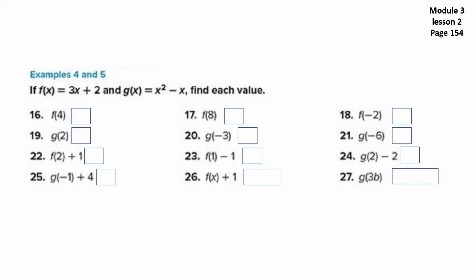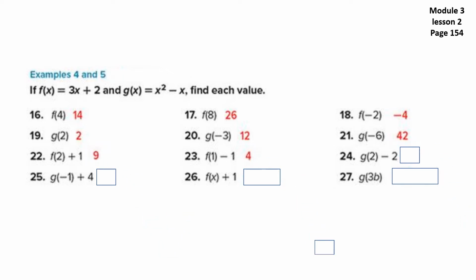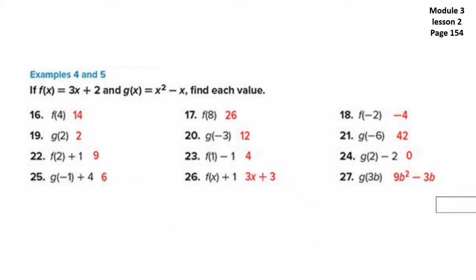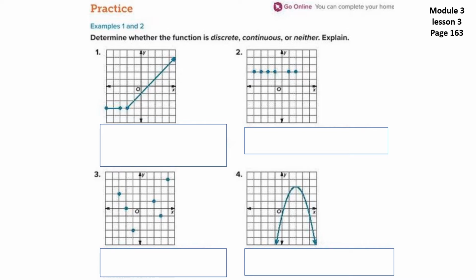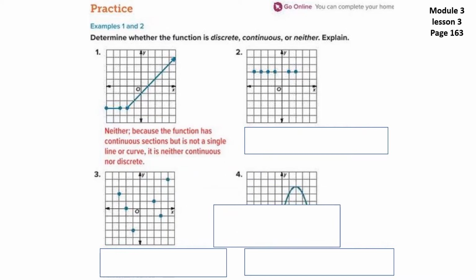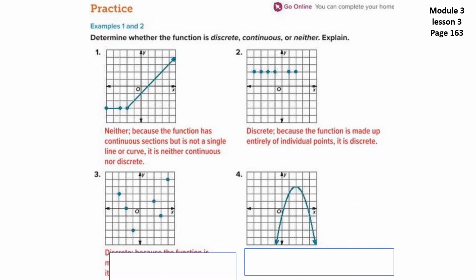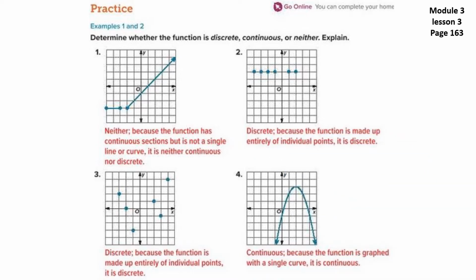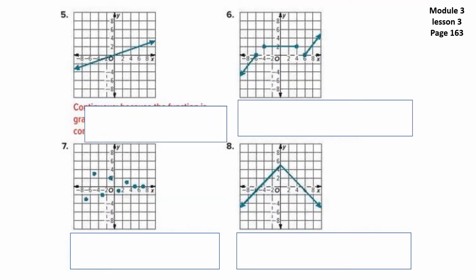You can have a look at the answer key and check your answers. Similarly, for module 3, lesson 2, page 154, we had done the detailed solutions of the questions. We had seen in the last video how we can find the function value by substitution. So these are the correct answers. Please check your answers with the answer key. Then we had done the graph questions where you had to say about discrete, continuous or neither. So these are the following answers. We have already discussed them in the last video from module 3, lesson 3, page 163.